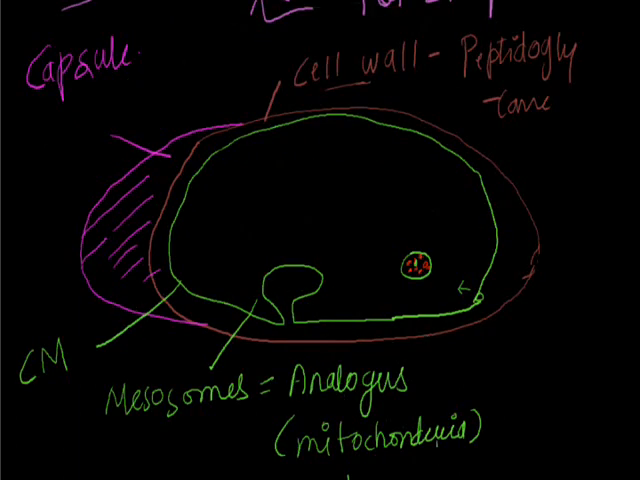This other structure is called chromatophores. These are the chromatophores, which sometimes help in photosynthesis. In bacteria, these chromatophores help in photosynthesis.